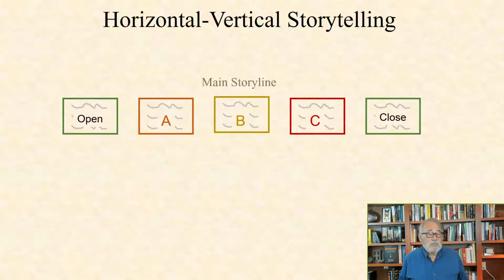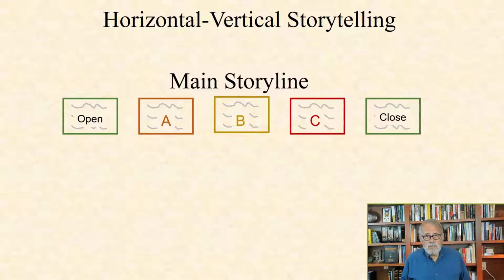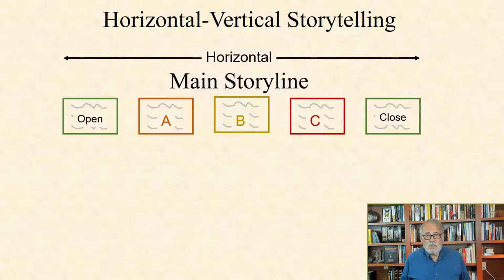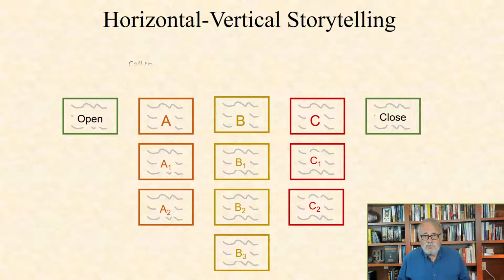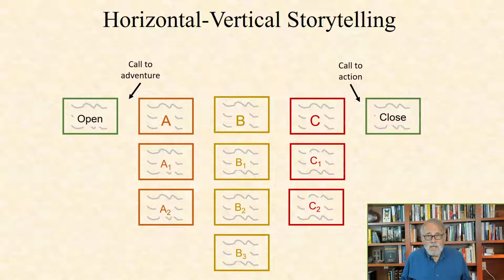The horizontal component is your main storyline, and the vertical component contains the supporting details, anecdotes, and color. You open your talk with a call to adventure to tell your audience about the new, exciting, and important information you are going to present, and you close your talk with the call to action, that is, go forth and do something new with your new knowledge, new skills, or new perspectives.